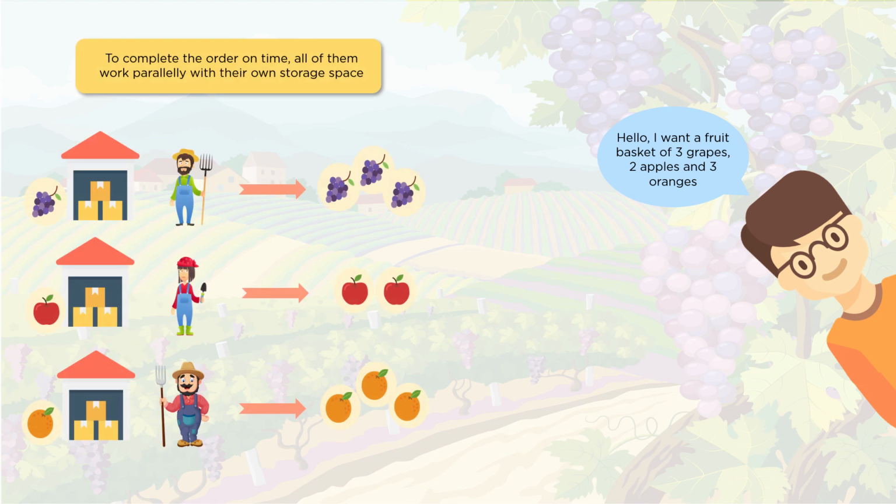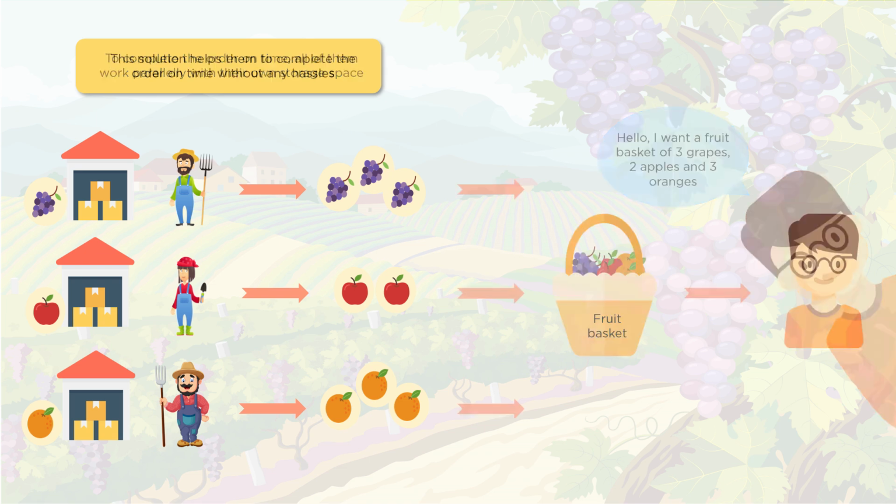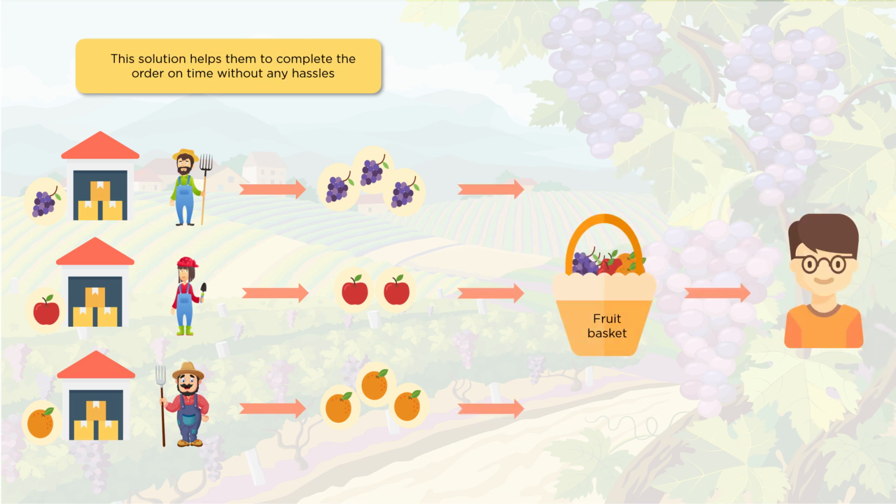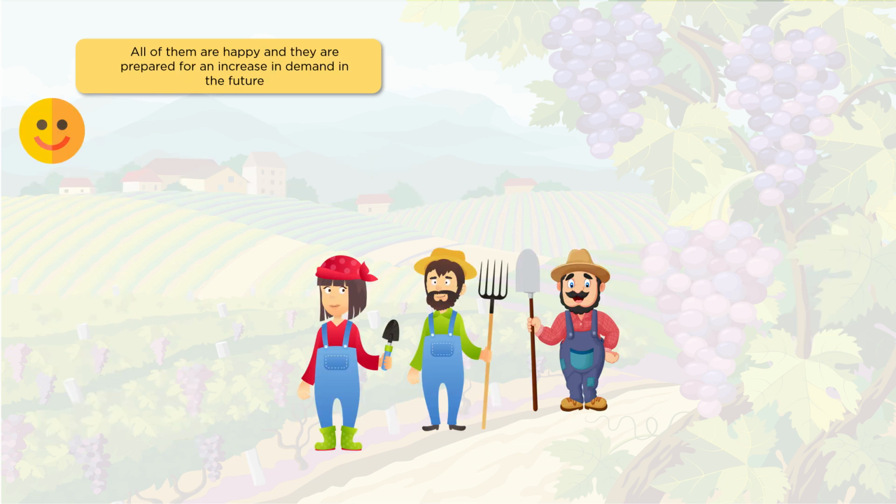To complete the order on time, all of them work in parallel with their own storage space. So here we have a process of retrieving or querying the data, and you can see from one storage space he pulls out 3 grapes, she pulls out 2 apples, and from another storage room he pulls out 3 oranges. And we complete a nice fruit basket, and this solution helps them to complete the order on time without any hassle. All of them are happy. They're prepared for an increase in demand in the future. So they now have this growth system where you can just keep hiring new people. They can continue to grow and develop a very large farm.